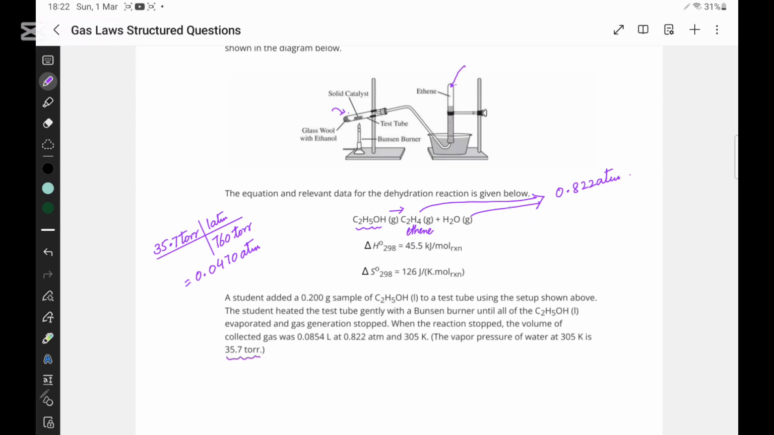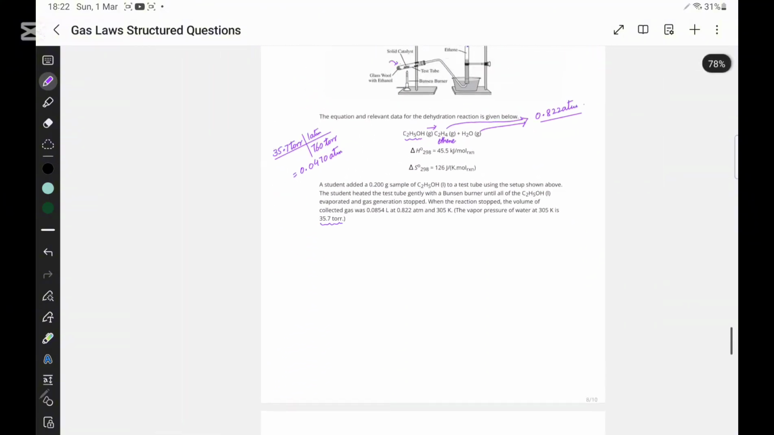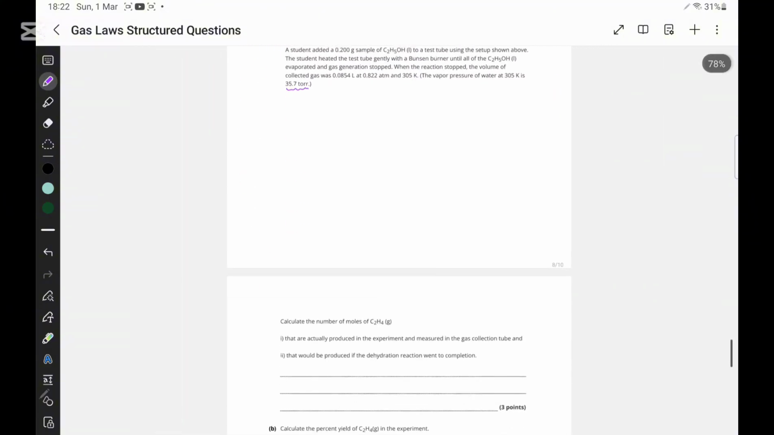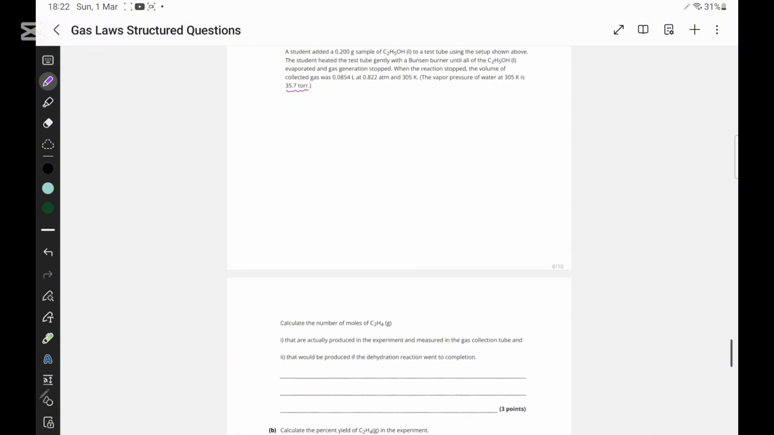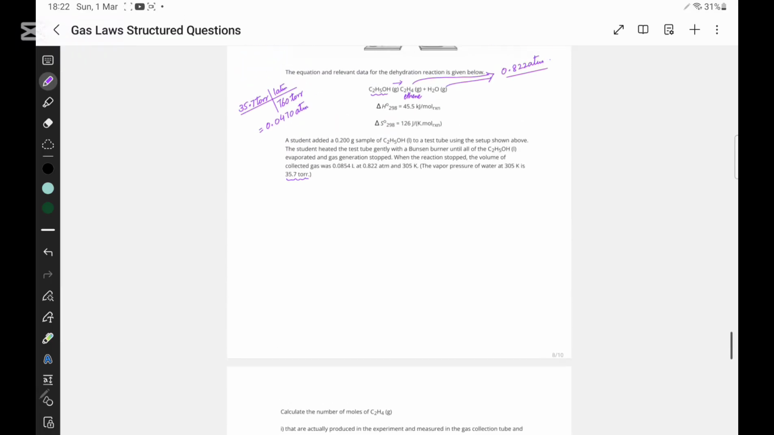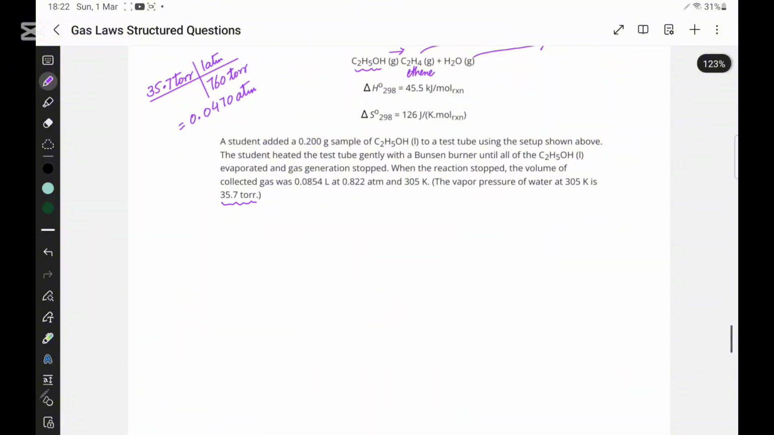Total pressure here is going to be 0.822 atm. Okay, and now in the first question, they want us to find out the number of moles of C2H4 first of all, and then what we need to find out further.